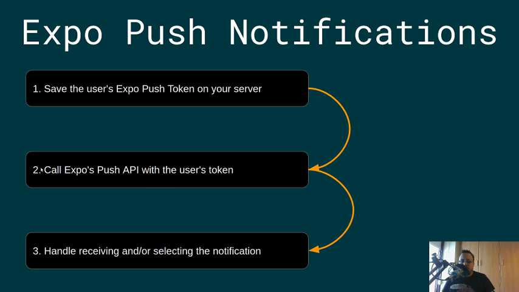Now with that token, we can call the Expo push API to send messages. We say, okay, Expo, I have this token in my server. I want to send this message. So please, Expo, send these things to the Google and iOS notification systems on my behalf.